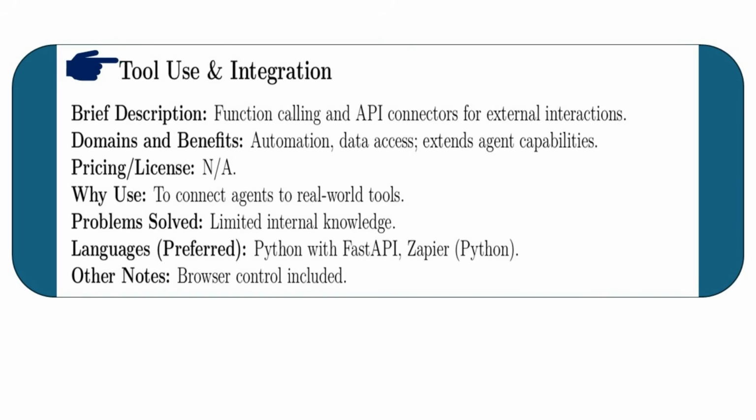Tool use integration: function calling and API connectors for external interaction, automation, and data access. The domain area benefits with extended agent capabilities. It is to connect agents to real world tools and resolves limited internal knowledge. The preferred language is Python with FastAPI, Zapier Python. It has browser control functionality included.